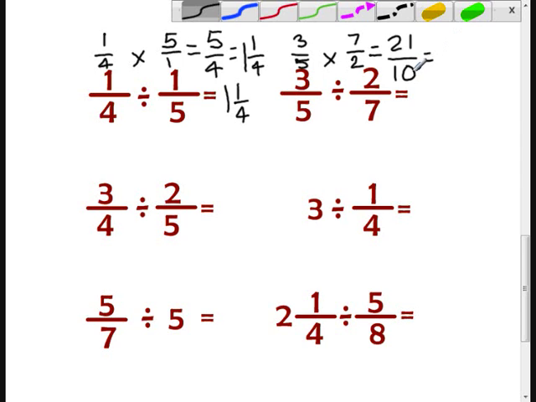How many 10s are in 21? There are 2, with the remainder of 1. And the denominator, it stays the same. It's 10. So here's your answer, 2 and 1/10.